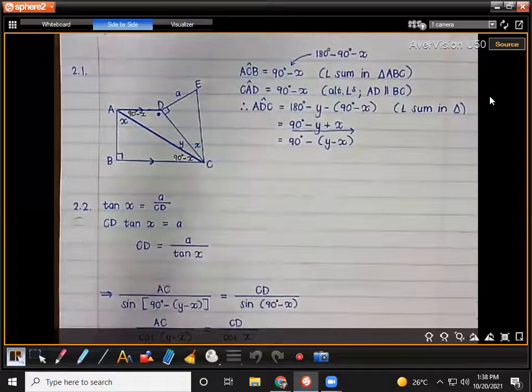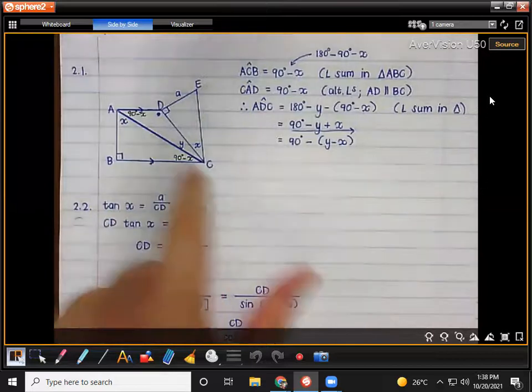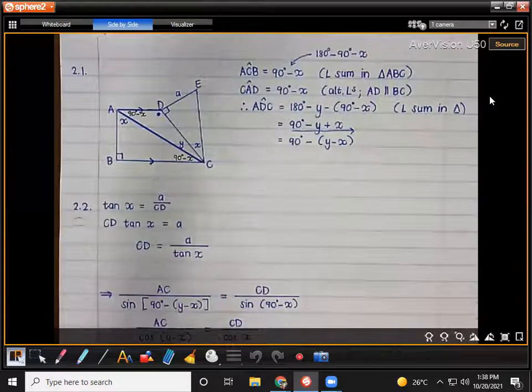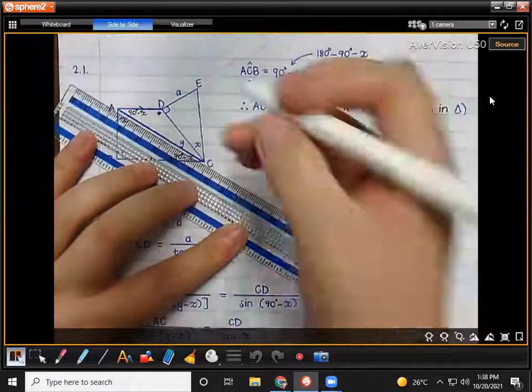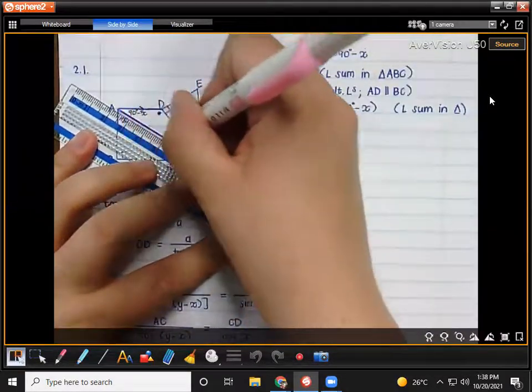Then they asked us to find, what was this now again? AC. Oh, that's the side that I clicked in there. Let me just go over it with a highlighter as well. And they asked us to find an expression for AC in terms of x and y and a also. All right, so now we're finding that side.